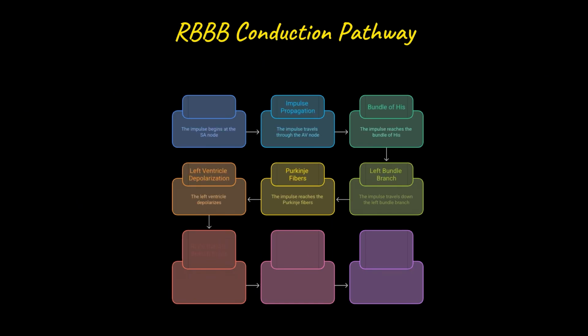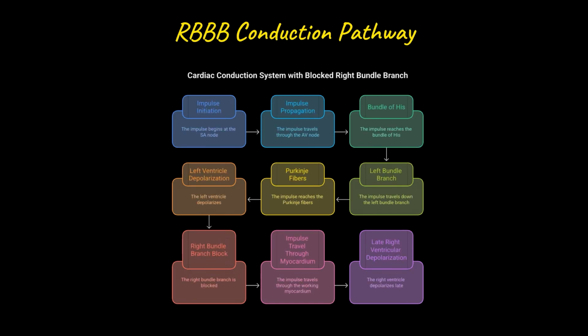Normally both bundle branches conduct simultaneously, making the QRS narrow. When the right branch is blocked, the impulse detours through the slower working myocardium, arriving at the right ventricle late and widening the QRS beyond 120 milliseconds. Three findings together confirm right bundle branch block.